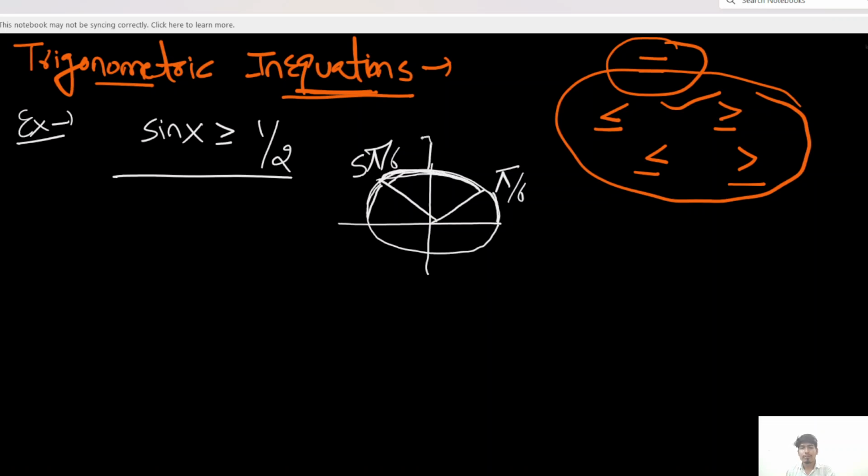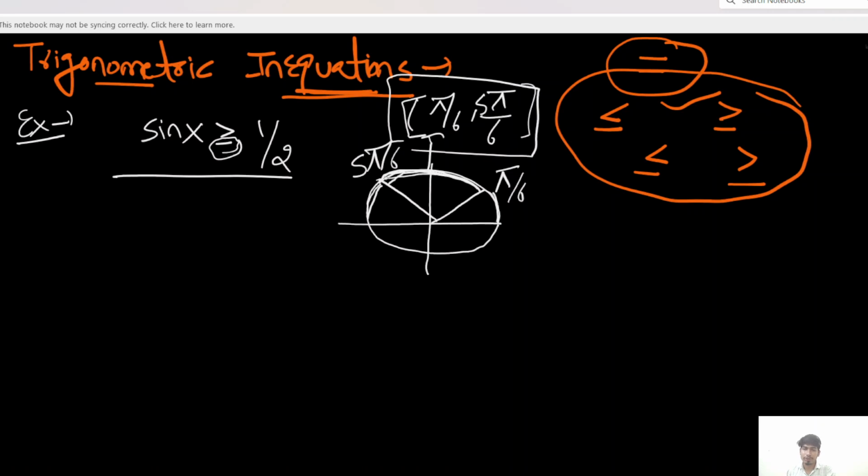So the solution is pi upon 6 to 5 pi upon 6, and it is closed because there is also an equal to sign. This is the solution of this inequation, pi upon 6 to 5 pi upon 6, means this portion. In all these values sine x is greater than half.